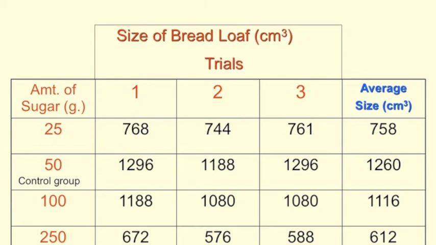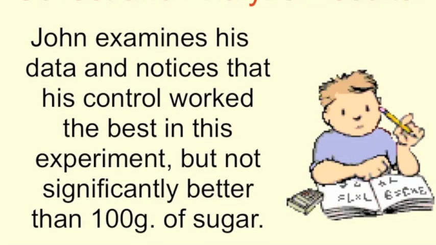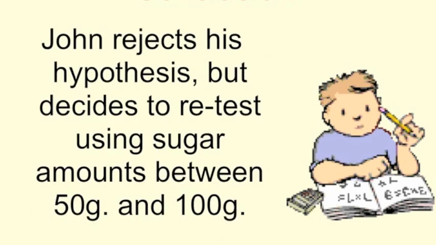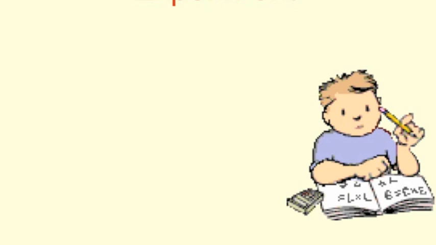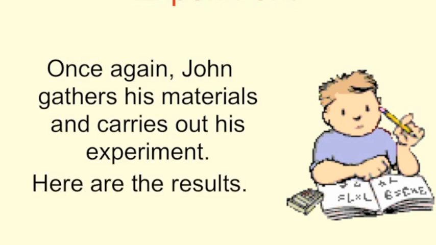If you look at those, can you determine which group performed the best? John examines his data and he notices that his control group worked the best, but not significantly better than the 100 grams of sugar. John rejects his hypothesis but decides to retest. This time he uses amounts of sugar between 50 and 100 grams. So his second experiment, he carries out using the materials that he discussed in his materials list. And again, he also runs this experiment using 3 different trials.